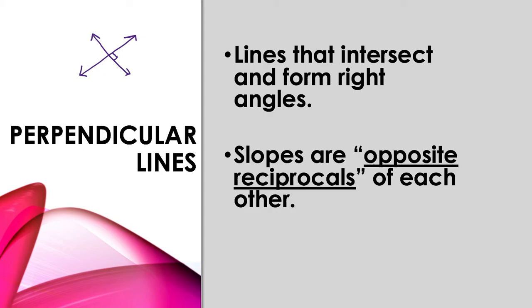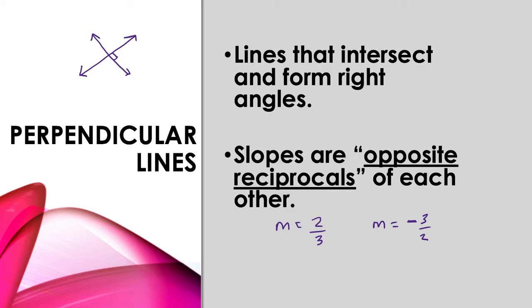So what that means is that if you have two lines and the slope of one line is 2/3, and you have a line that's perpendicular to it, then the slope of the perpendicular line is going to be the opposite, which means the opposite sign. So if the 2/3 was positive, the slope of the perpendicular line is going to be negative, and the reciprocal. So the reciprocal means to flip your fraction over. So 2/3 becomes 3/2.